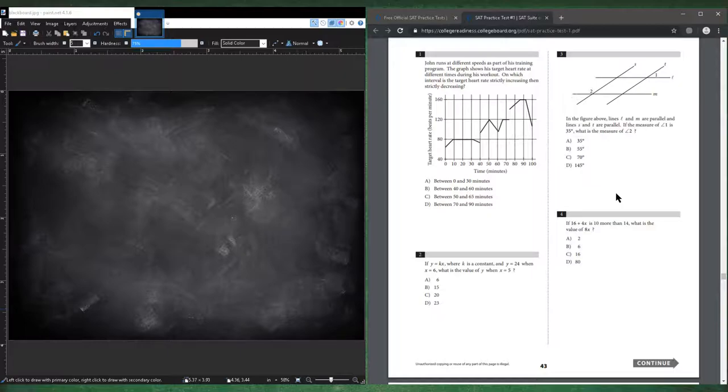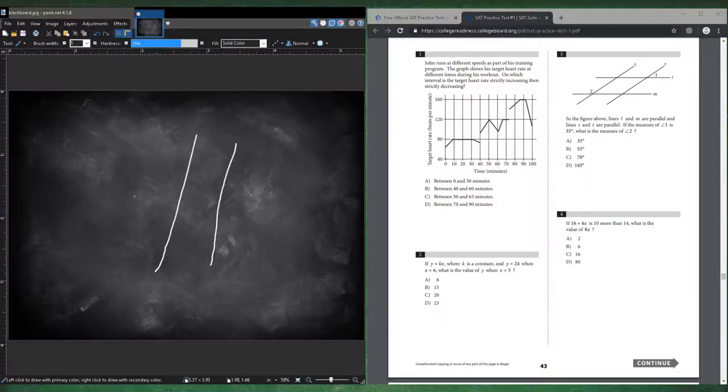Question 3. In the figure above, lines L and M are parallel and S and T are parallel. If the measure of angle 1 is 35, what's the measure of angle 2? Okay, let me draw this picture out for you. So they say angle 1 is 35 degrees, and they're asking what is angle 2. Since lines L and M are parallel, that means x has to be the same thing as right here. And since S and T are parallel, that means x is also right here. So all these are x's, and the ones parallel right here are also x's. And anything else would be 35 degrees because they're all parallel.